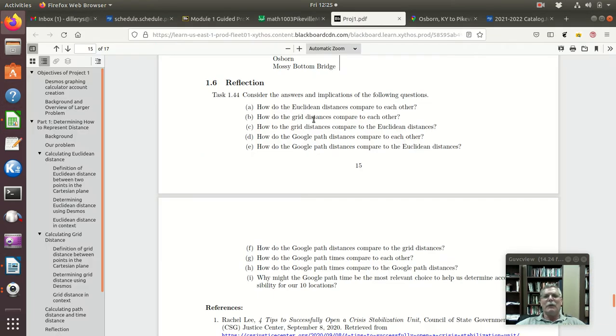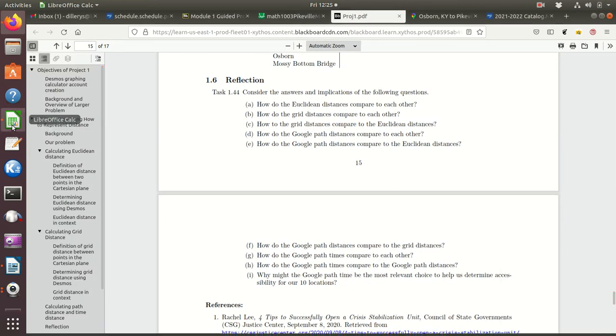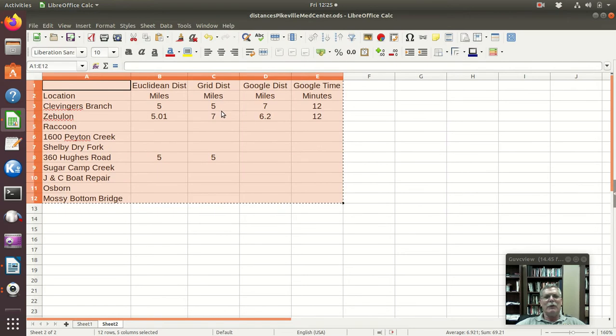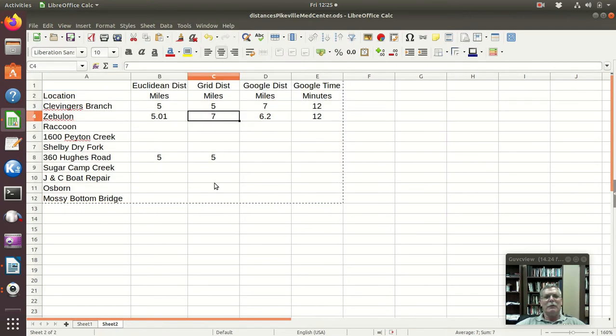And then the next question: how do the grid distances compare to each other? Well, I don't have many here, but you can see they're different. Right, 5, 7, 5, and you'd have to look up these others. You'll have them, but I think you're going to find they're different.